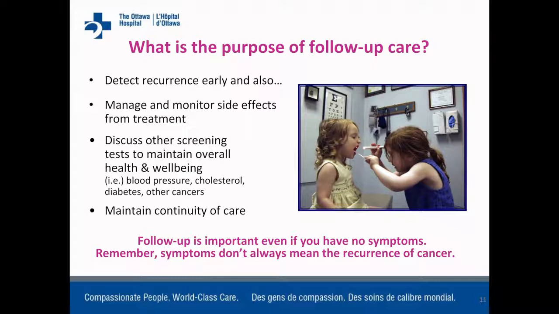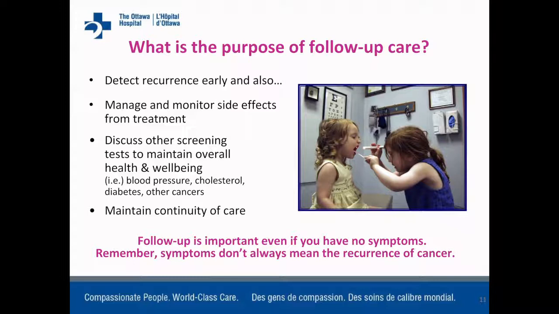And so while the detection of recurrence early is so important, it is also important in follow-up care to manage and monitor those side effects that you may have from treatment, to also screen for other potential cancers going forward, and ensuring that the rest of you is looked after. Again, for example, your cardiovascular health, screening for diabetes, other cancers, and so on.